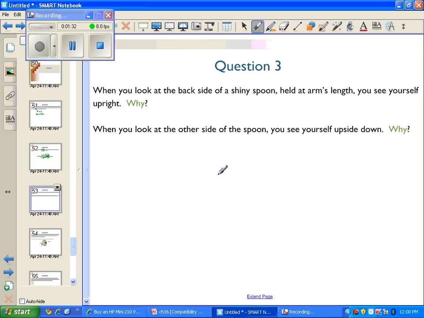When you look at the back side of a shiny spoon held at arm's length, you see yourself upright. Why? Well, because the back side of the spoon is a convex mirror, and convex mirrors always produce virtual images, which are upright and reduced. Upright's got a T. Okay.